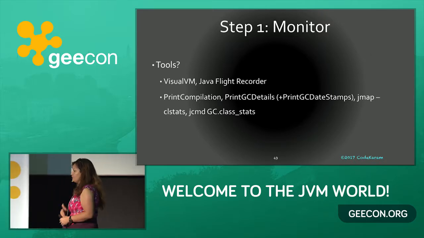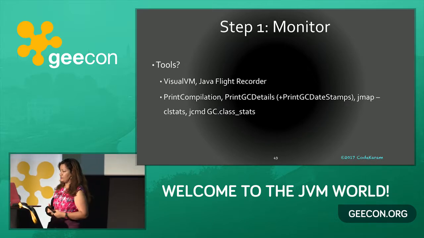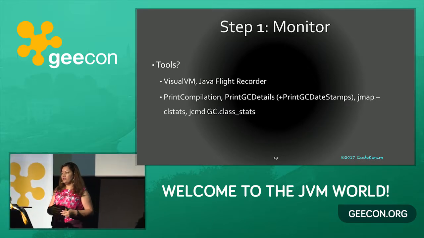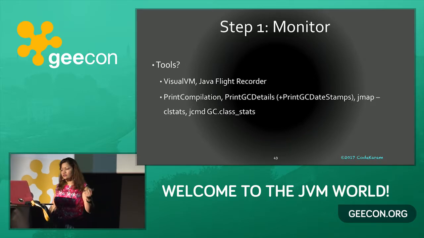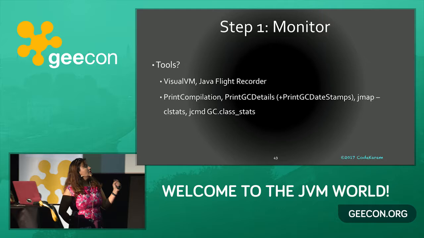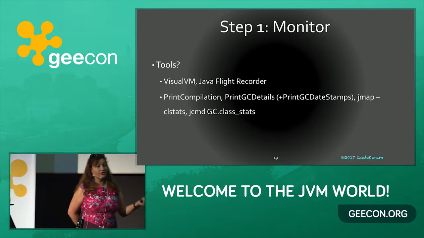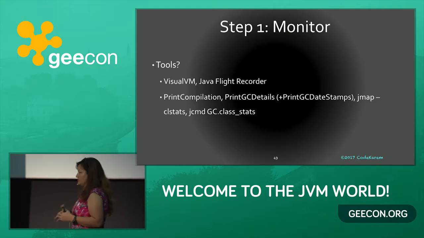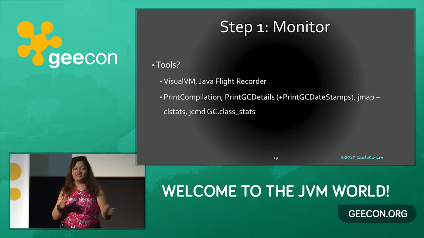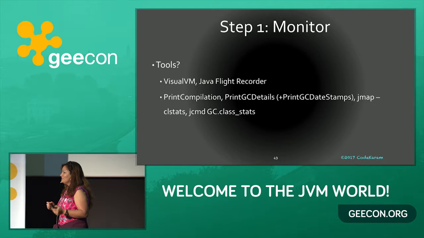So print compilation, print GC details, print GC date stamps, and then for class loader stats, you want to look at the JMaps and J commands. So these are the things that you would do for Java. Again, this is very specific to Java because I would have hundreds of slides if I took every other language there.